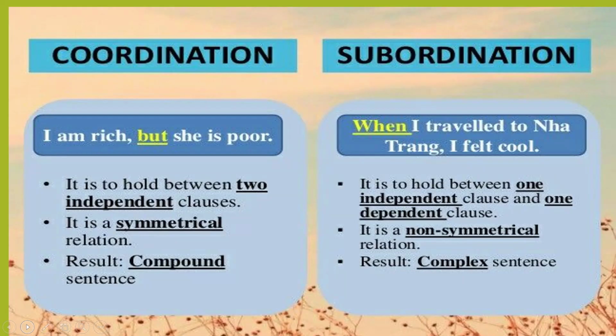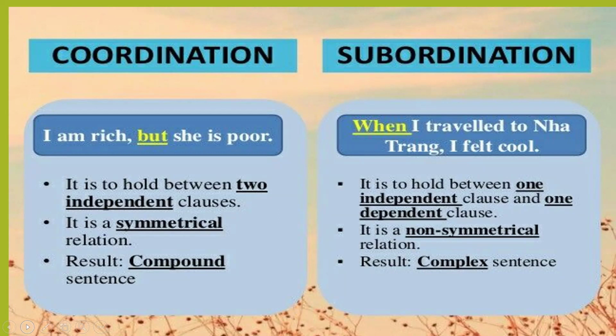An example is: I am rich, but C is poor. I am rich is an independent clause. C is poor is an independent clause. These two clauses are connected with the help of a coordinating conjunction, and the conjunction is but. So it holds between two independent clauses and results in the formation of a compound sentence. It is a symmetrical relation.